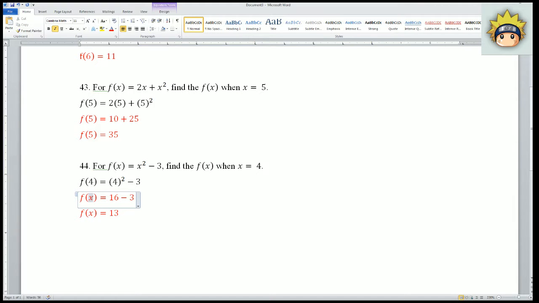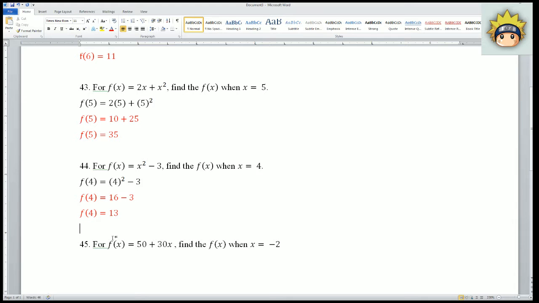So remember, this needs to be a 4. Oops, this needs to be a 4, right? That means when you evaluate it at 4, it equals to 13. Alright. Next, let's do 45.